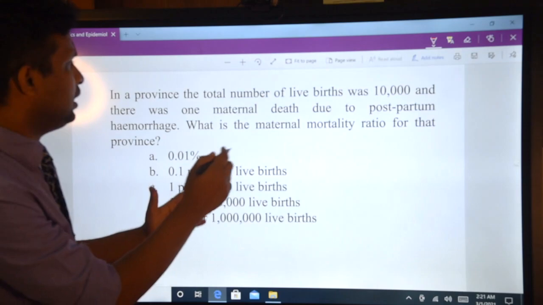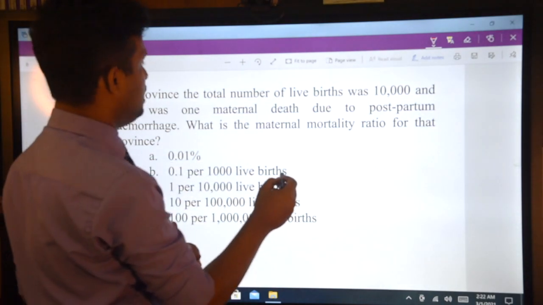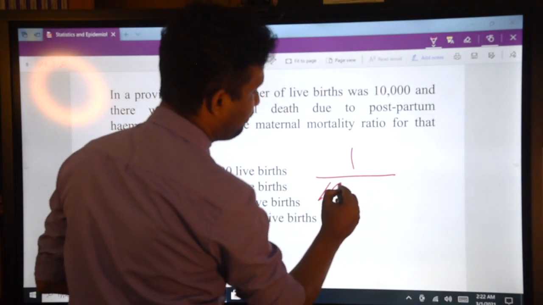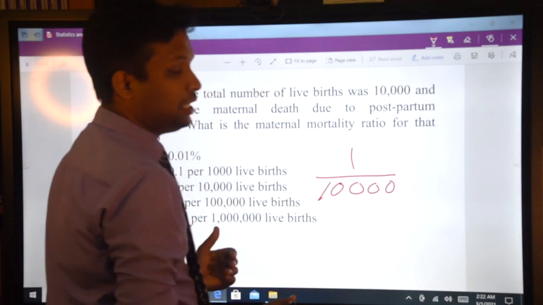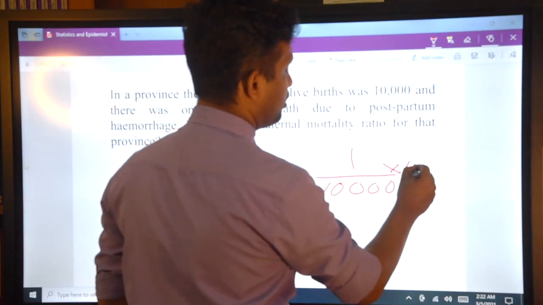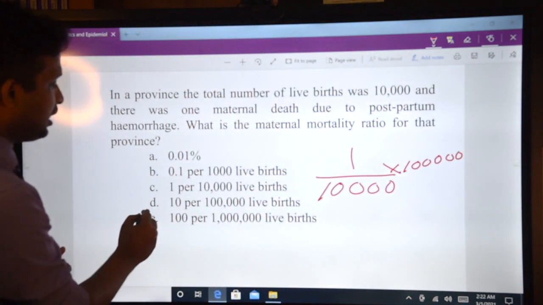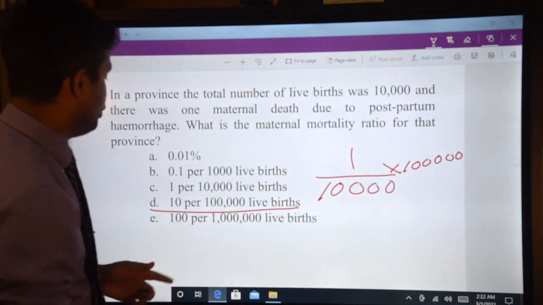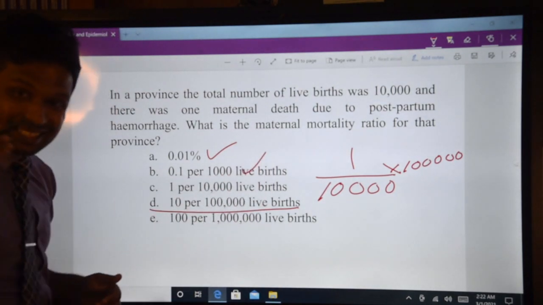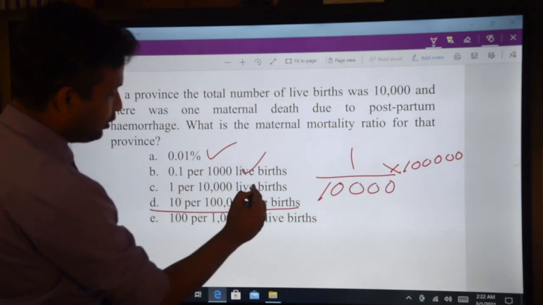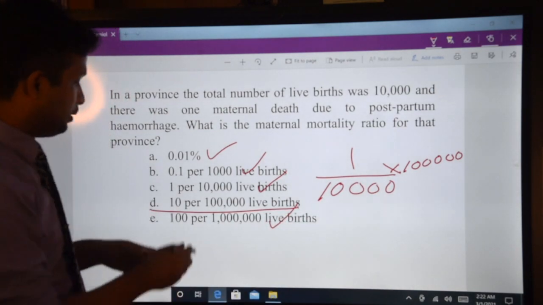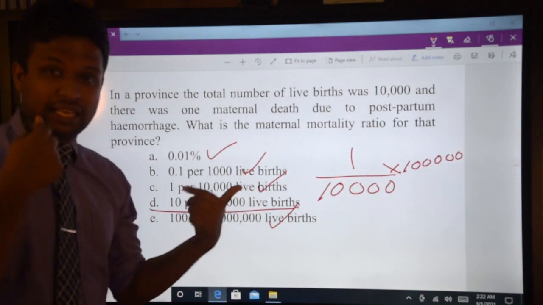So here we know that the total number of births was 10,000 and maternal deaths were 1. So 1 divided by 10,000. In Sri Lanka, we tell the maternal mortality ratio per 100,000. So the answer is 10 per 100,000. But if you look carefully, 0.01% is correct. 0.1 per 1,000 live births is still correct. 1 per 10,000 live births, still correct. 100 per 1 million live births, all are correct. But this is the most correct one in the Sri Lankan setting.